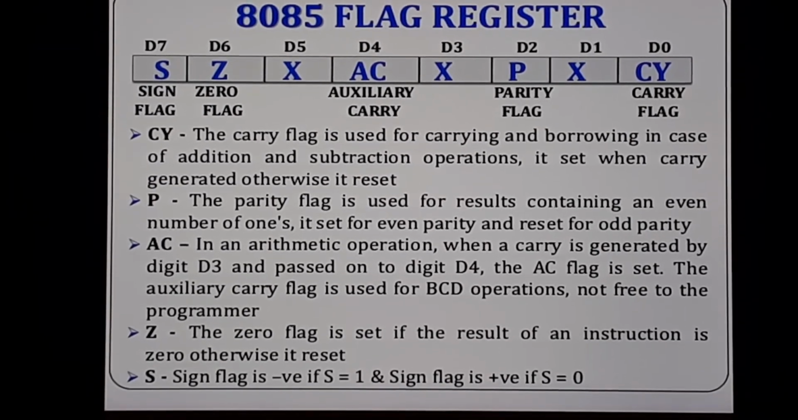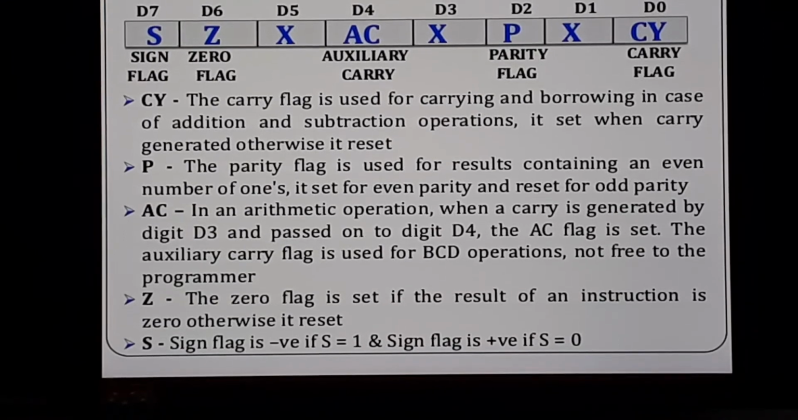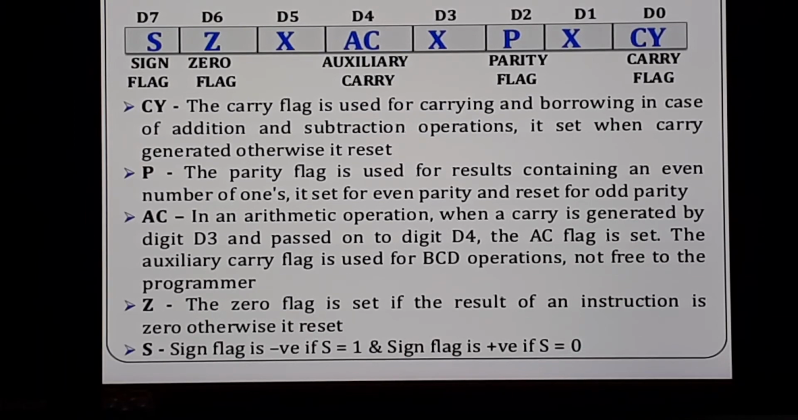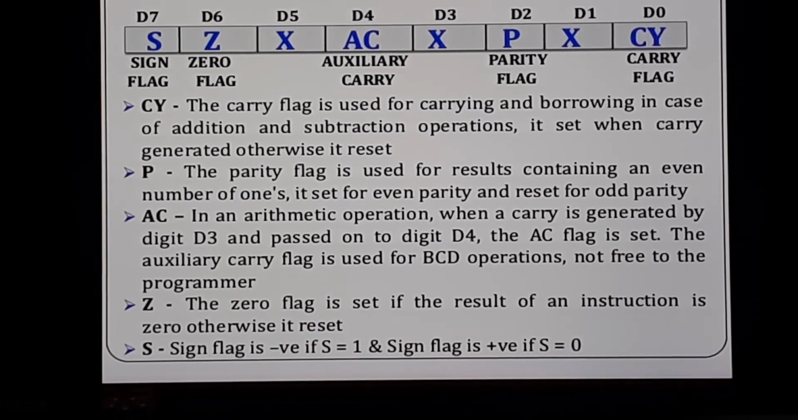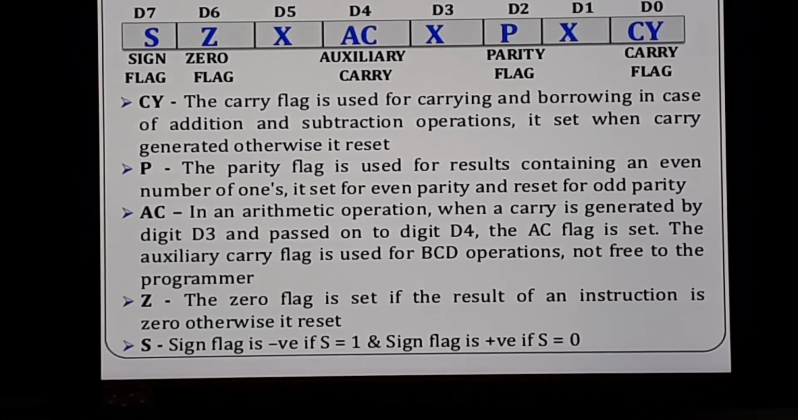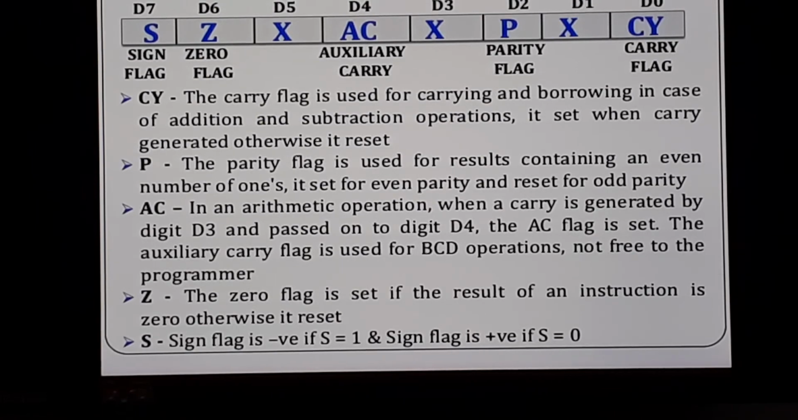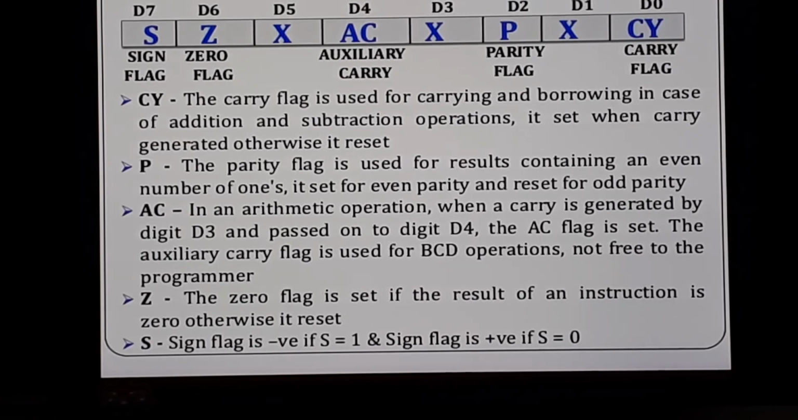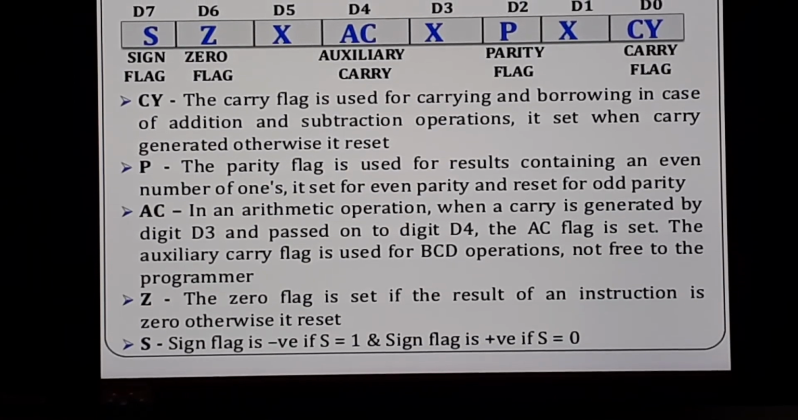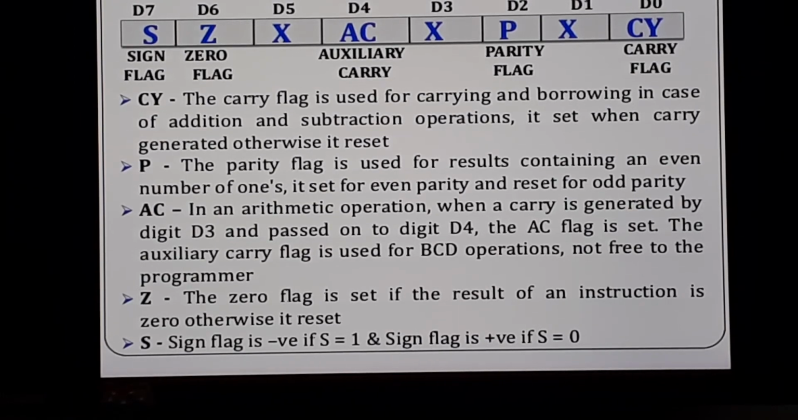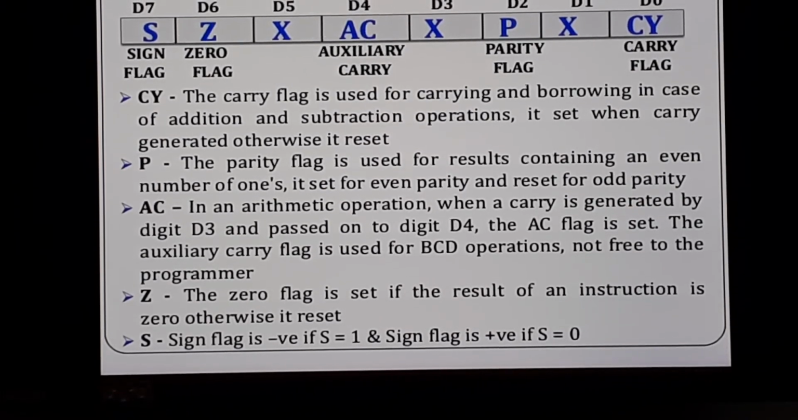Now the S flag stands for sign flag. The sign can be of 2 types, negative and positive. If the sign is negative, S will be set to 1, and if it is positive, it will be set to 0. In short, in the 8-bit accumulator result, if the first bit, that is the D7 bit, is 1, then you set S to 1, and if D7 is 0, you set the S flag to 0.